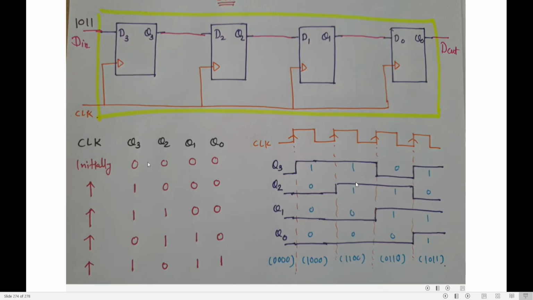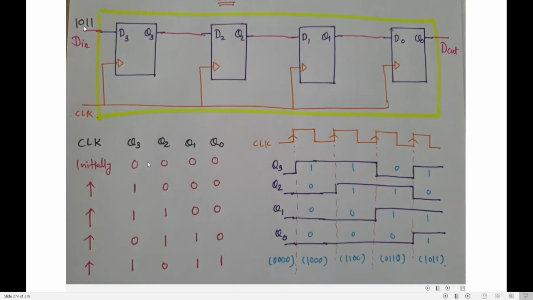0, 0, 1, 1, 0. What is Q3? 0, 0, 1, 1. 0, 0, 0, 1, 1. 0, 0, 1, 1. What is Q0? 4 zeros and 1. Can you see? This is 0, 0, 0, 0, the initial condition. Okay, so this is how the data is shifted.